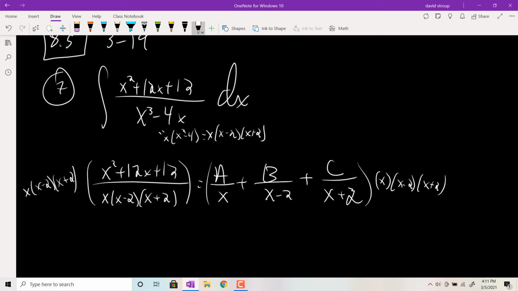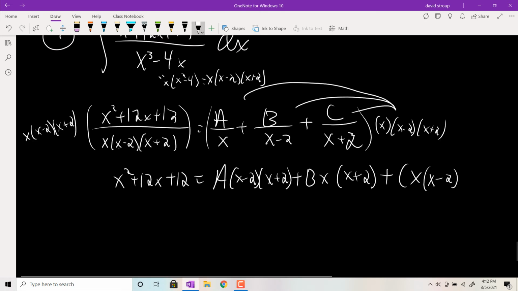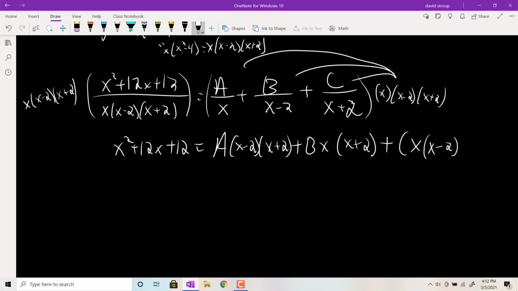Okay, so on the left, all the fractions cancel out. And then on the right, one term of the factor that I'm using for the distribution will cancel in each distribution. So I'll end up with A times x minus 2 times x plus 2, plus B times x times x plus 2, plus C times x times x minus 2. Okay. And then I think we'll just do substitution this time.